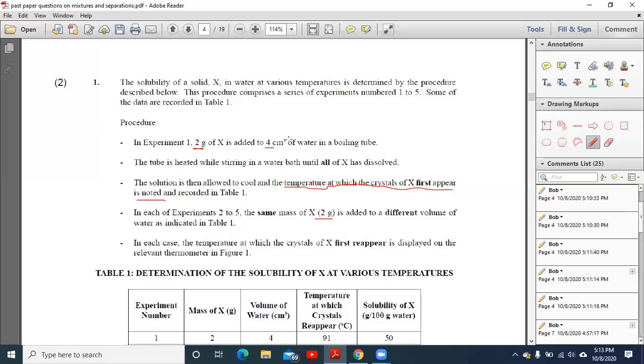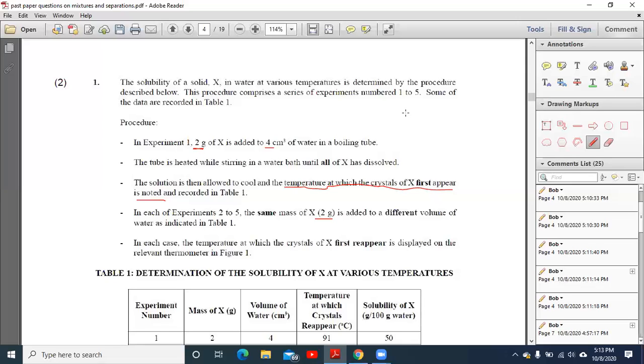And then as you cool, all of the solid is dissolved, and as you cool it, the crystals first start to appear. This point at which the crystals first start to appear can be basically the same as the temperature at which the solution exactly becomes saturated, and begins to pass that saturation point.